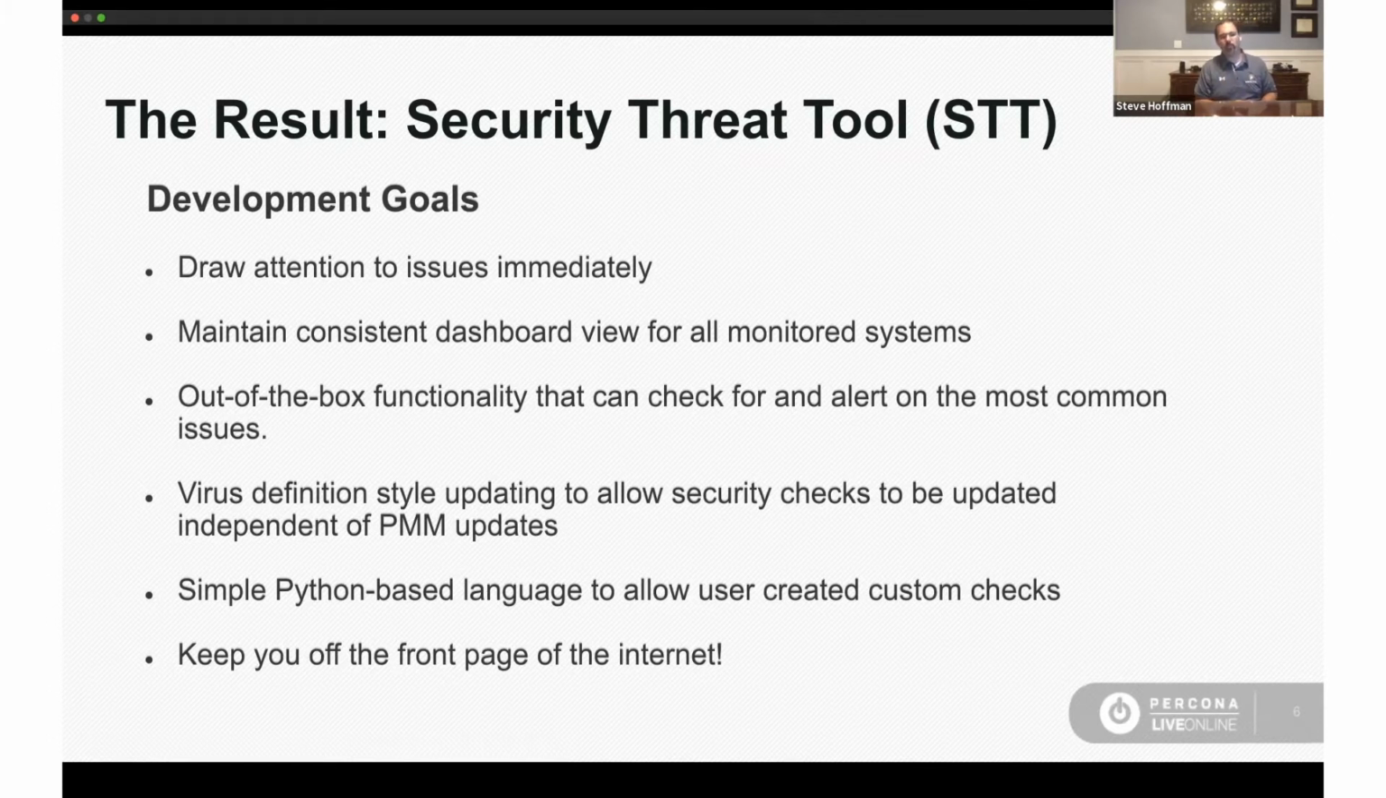We also wanted virus-definition-style updates, so that security checks, as they were developed, didn't require a separate action of installing and upgrading your PMM system. Once you have the basic engine, we can add checks in our cloud service and you pull them down on a nightly basis. We wanted the checks to be in a simple language, so we chose something Python based. The goal is to open this up so you can create your own custom checks. Ultimately, our number one goal is helping you stay off the front page of the internet. So we set those out as the initial wave of goals. There's plenty more to come and we'll get into that.